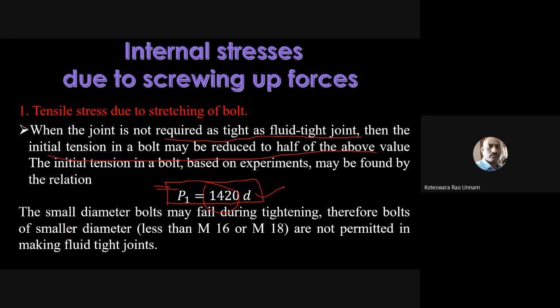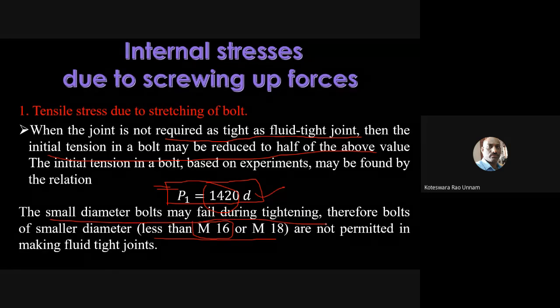One more point you need to remember is that whenever a bolt is subjected to initial tightening, it is subjected to various stresses. If the bolt diameter is less than 16 mm, that is the nominal diameter is less than 16 mm, it is going to fail for a fluid tight joint. That means for M16 you have a certain tensile stress area. So what is the tensile stress area for an M16? Why can you not use smaller diameter bolts for fluid tight joints?